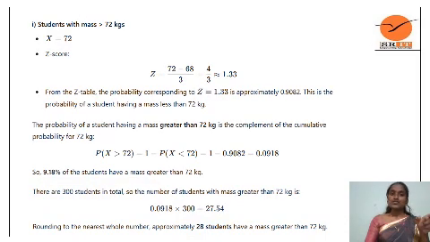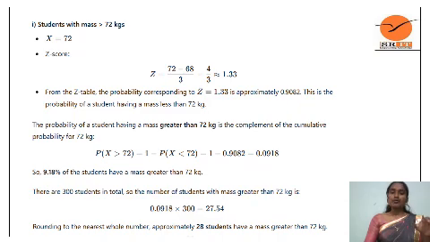First one, students of mass greater than 72. We substitute x equals 72 in the given formula. Z is equal to 72 minus 68 by 3, which equals 4 by 3. Approximately we get 1.33. From the Z table, Z equals 1.33 gives the value 0.908. So this is the value for mass less than 72.